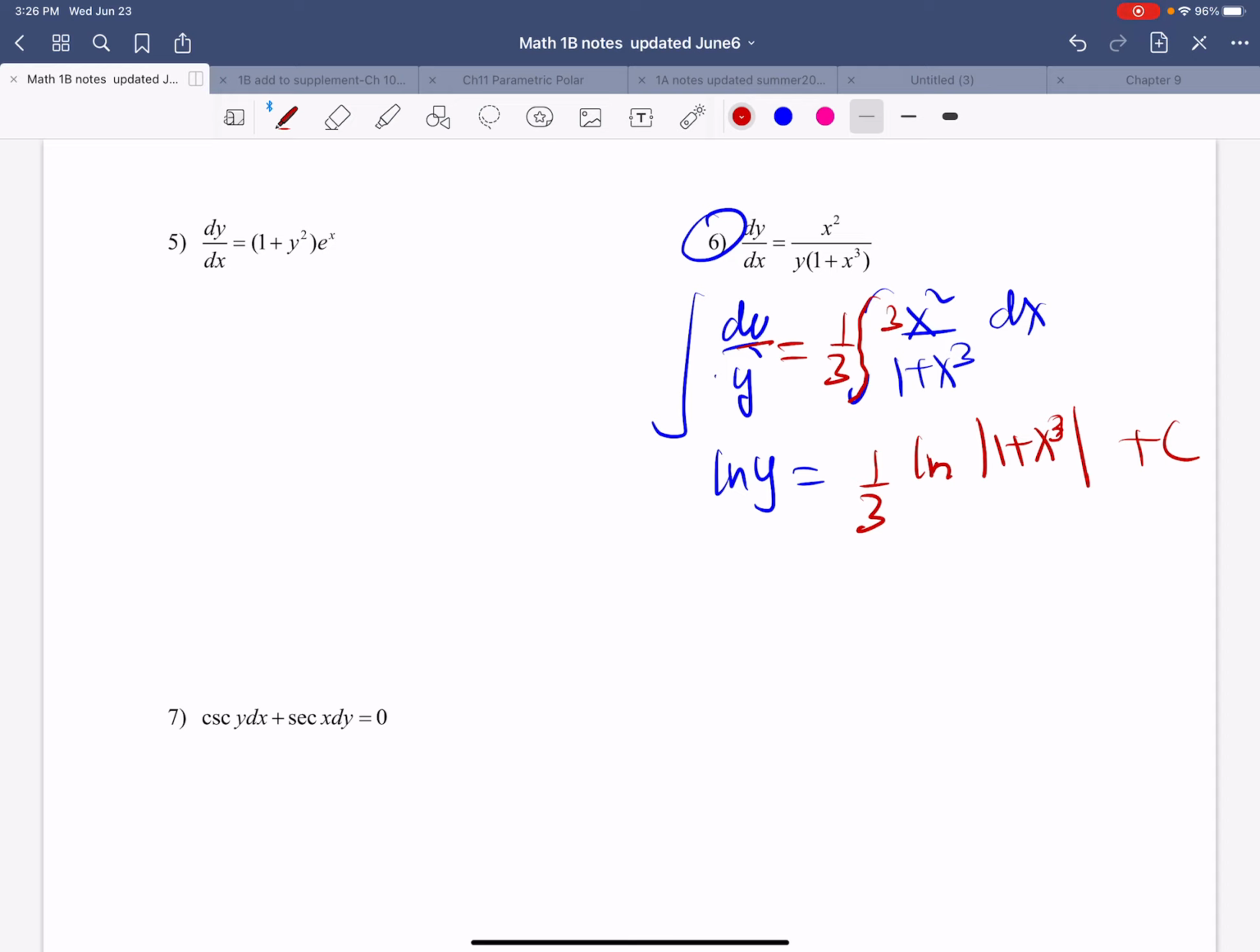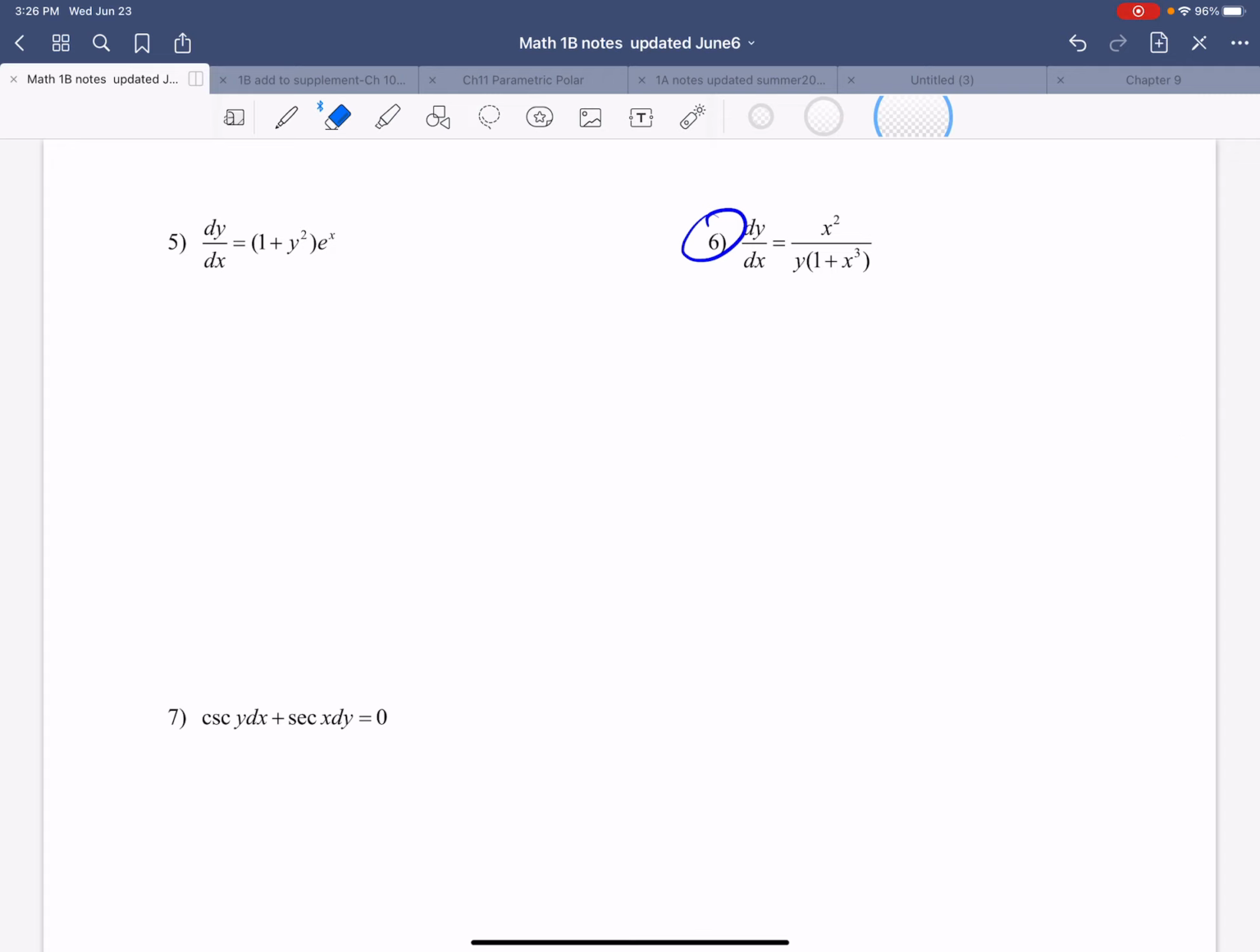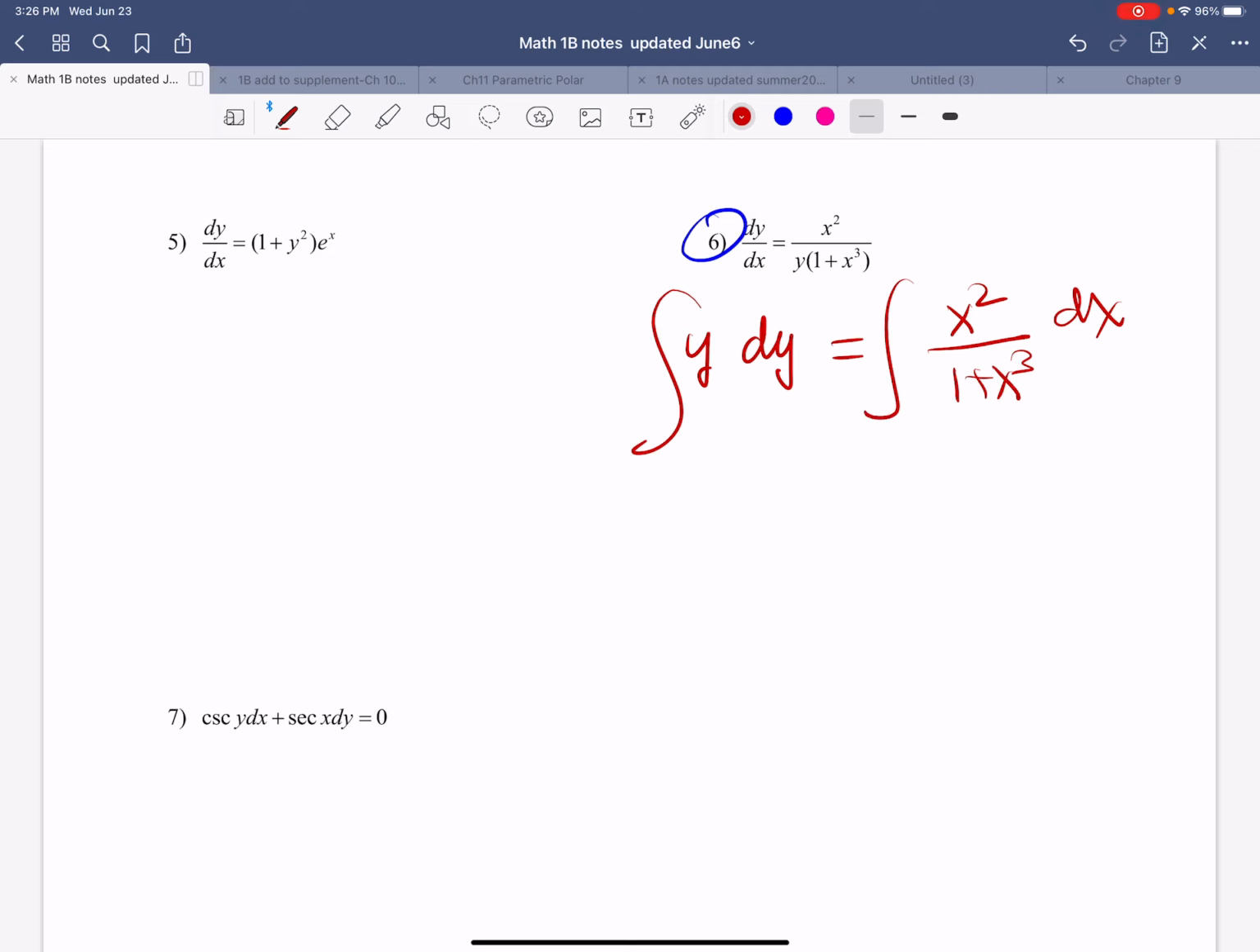Oh, go back. That's not right. This wouldn't be dy over y. This is going to be y dy. Okay, that was not nice. There we go. When we separate the variables, it's going to be y dy is equal to x squared over 1 plus x to the third dx.